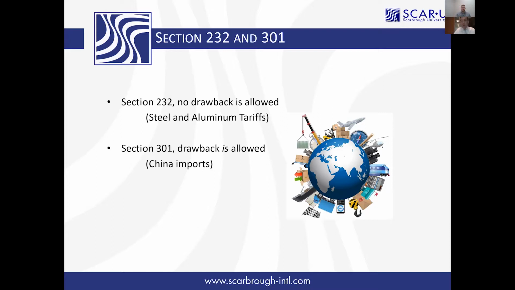Unlike the 232 steel and aluminum tariffs, though, Customs has said that drawback is allowed on them. So there's an opportunity, if you import goods from China that are subject to these additional duties, to export either those same goods or a substitute product and claim drawback on them that way. So that's the basis of 232, 301, and drawback.